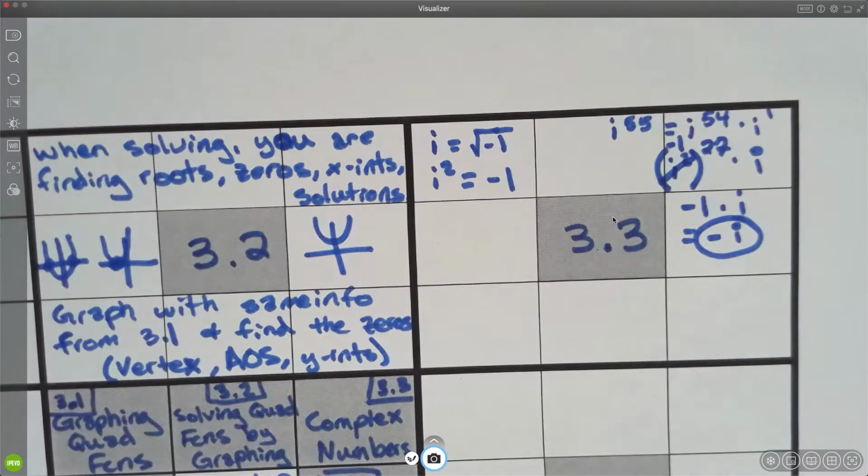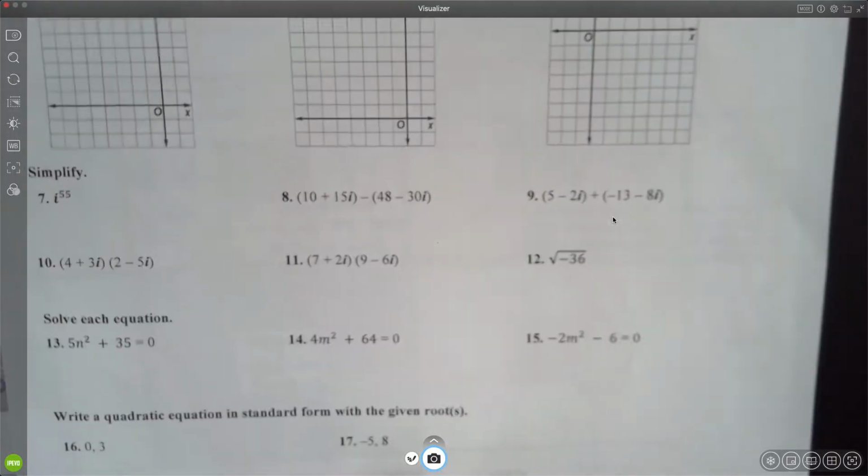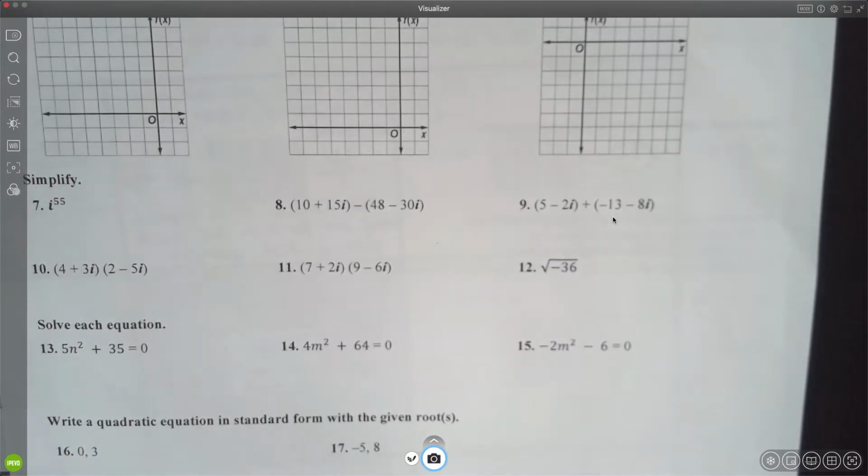Okay, then other things like number 8. Let's go to number 8. I'm going to talk about these real quick on your sheet here, because this is the biggest mistake that Algebra 2 kids make when it gets to i's. Look at number 8.